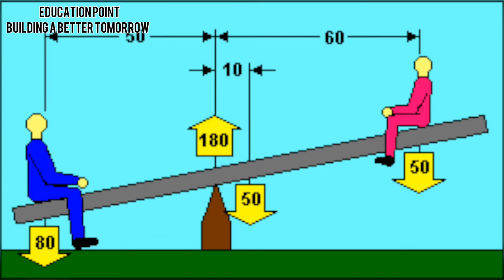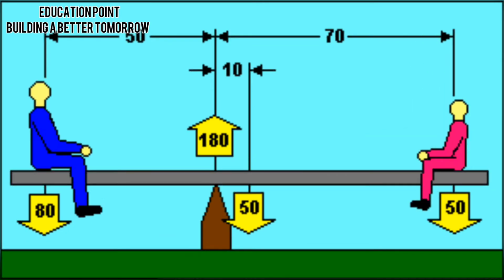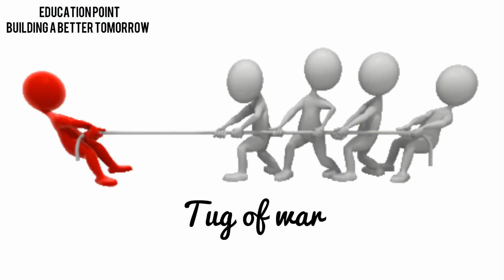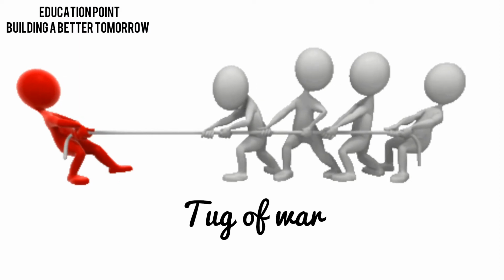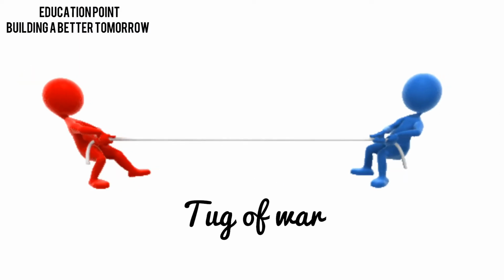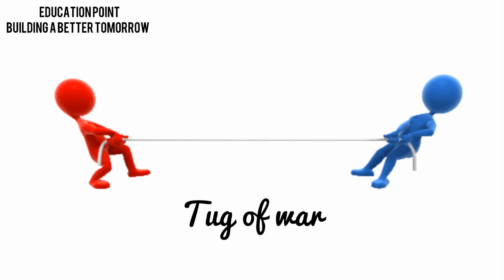When the total acting force is zero, then the pair of forces is called balanced force, while when the total force acting on an object is non-zero, then the pair of forces is called unbalanced force.